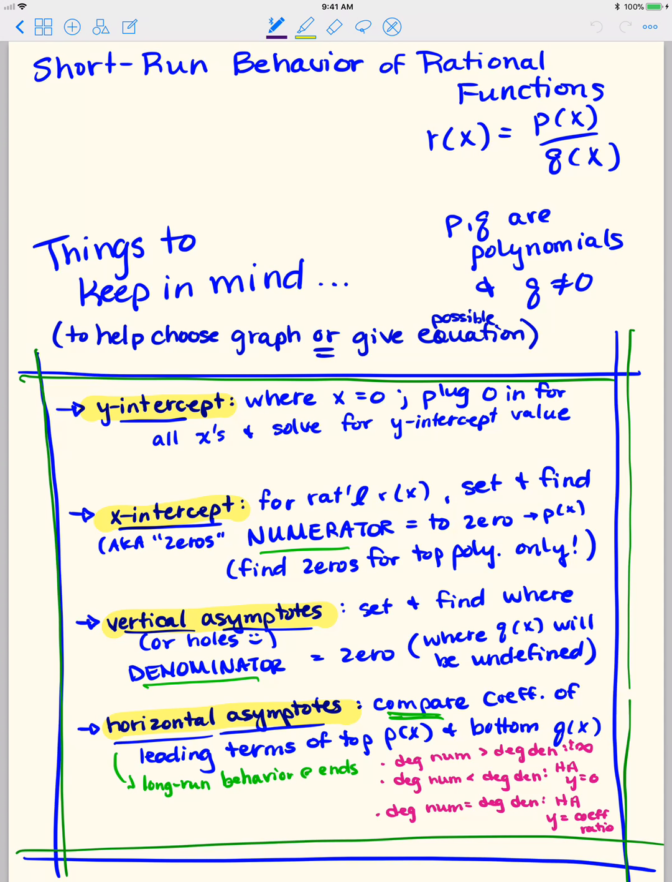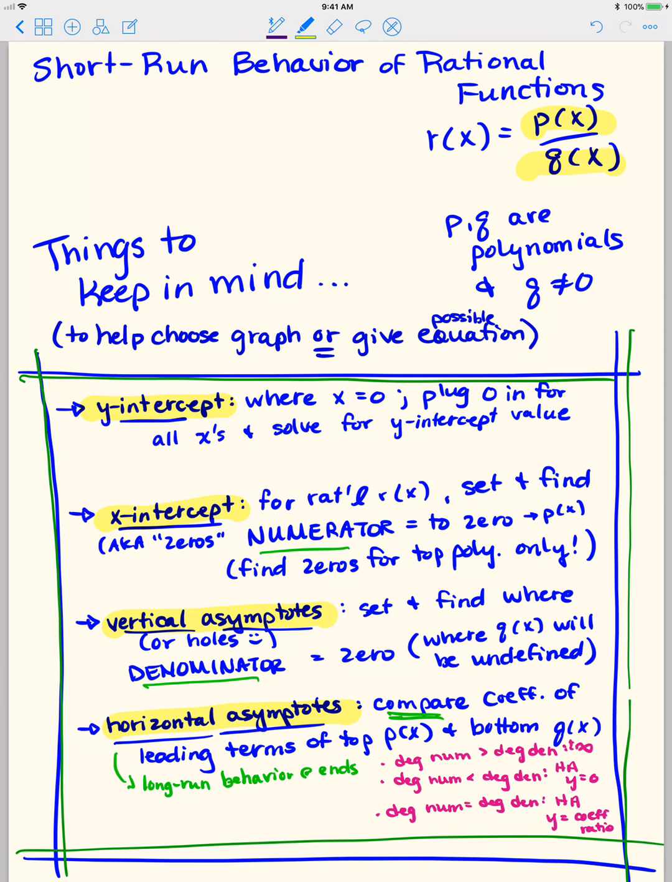Alright, so this video will look at some short-run behavior of a few different rational functions. Remember, rational functions are those that can be expressed as a ratio of polynomials. So the top is a polynomial, the bottom is a polynomial, the denominator cannot be 0, but polynomials could be degree 0, degree 1, degree 2, and so on.